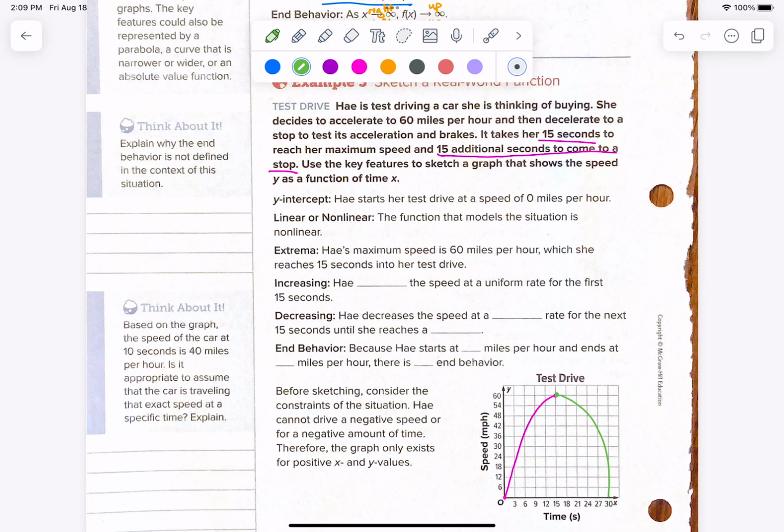Okay, the y-intercept. We have a couple minutes? Okay, the y-intercept, she starts her test drive at 0 miles per hour. It is non-linear. She has a maximum at 60 miles per hour. It is increasing and then it is decreasing after that. The end behavior. It doesn't have end behavior because we're starting and stopping, right? It's not going to continue on forever. So there is no end behavior here. Okay? There is no end behavior in that little blank. All right, what else? That's it.